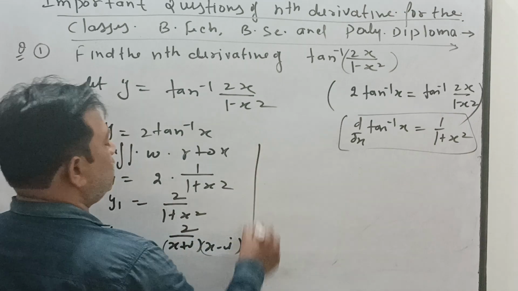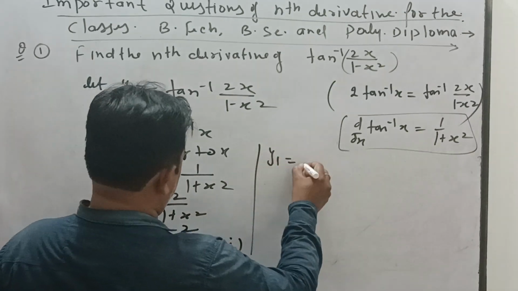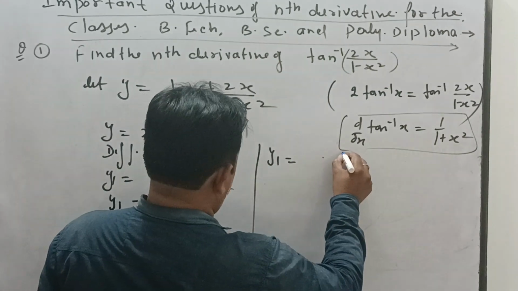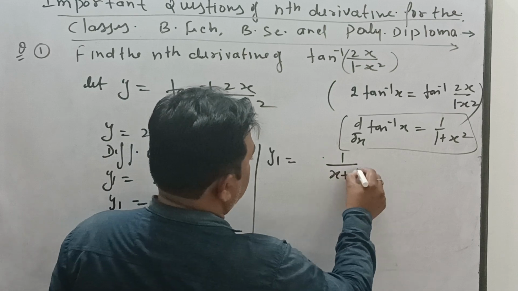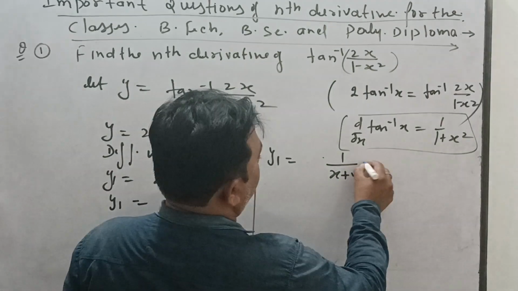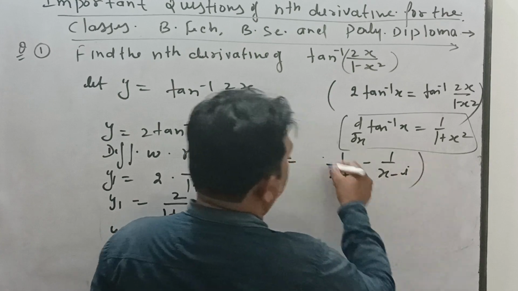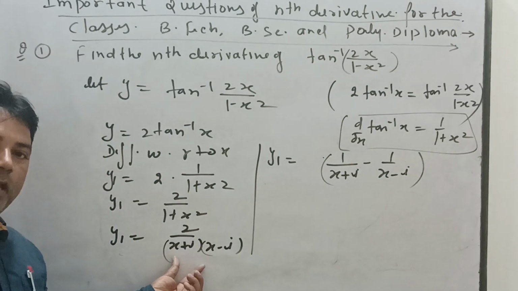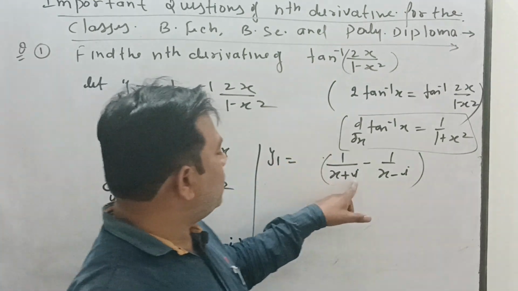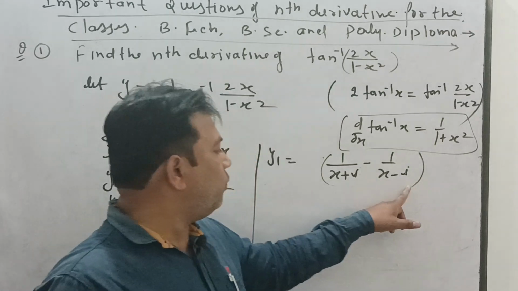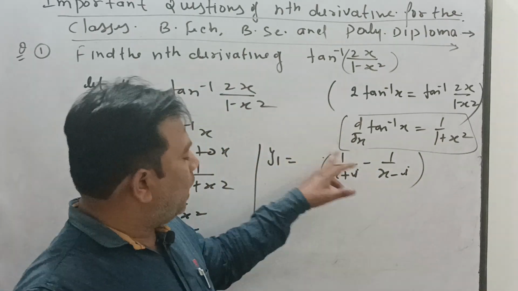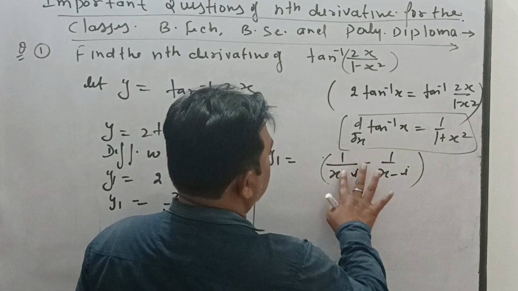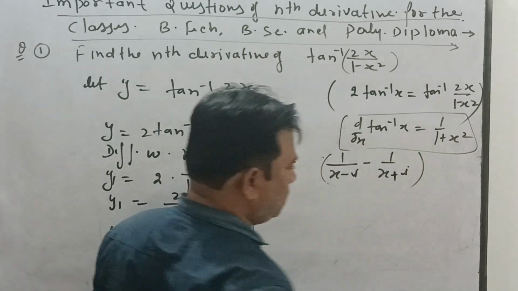So now by partial fractions, y1 equals 1 upon x plus i minus 1 upon x minus i. This is the factorization by the help of partial fractions. Cross multiplying, x minus i and minus (x plus i), you get the form with minus and plus.